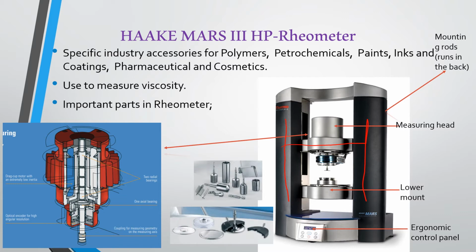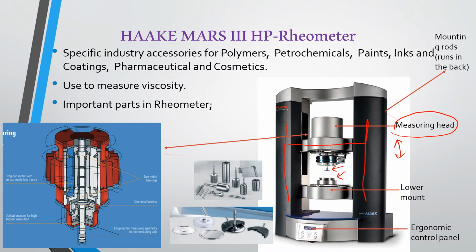The first important part is the measuring head. The measuring head is this part right there. It actually helps to accommodate the sample. I'll tell you where the sample goes in. This is where the sample goes in, and this is the spindle that is immersed into the sample when the measuring head goes up and down. So the measuring head can go up and down while the sample gets into the sample holder, and the measuring head helps to immerse the spindle inside the sample.